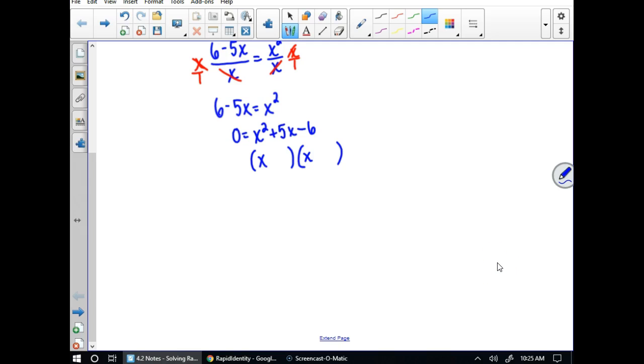Not 3 and 2 on this one. Okay. All right. Which one's positive? Which one's negative? Negative 1, positive 6. Good. That one's a tricky one because 2 and 3 also add up to 5, but they won't give you the negative 6 right here. You have to have different signs. So be careful with those. All right, so that means that you get the answers x equals 1 and x equals negative 6.